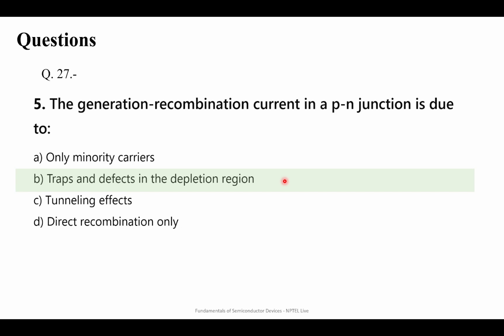So when you have recombination in the depletion region, your excess carriers are not going completely towards the other end, so that reduces your diffusion current. Hence you will have a low amount of current when there is generation recombination happening in the depletion region.